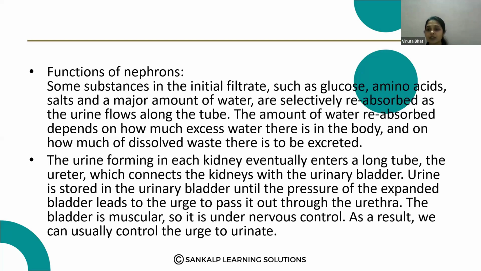The major amount of water is selectively reabsorbed as the urine flows along the tube, and the amount of water reabsorbed depends on how much excess water there is in the blood and how much dissolved waste there is to be excreted. Okay, then the urine forming in each kidney eventually enters the long tube, the ureter, which connects the kidney with the urinary bladder. The urine is stored in the urinary bladder until the pressure of the expanded bladder leads to the urge to pass it out through the urethra.